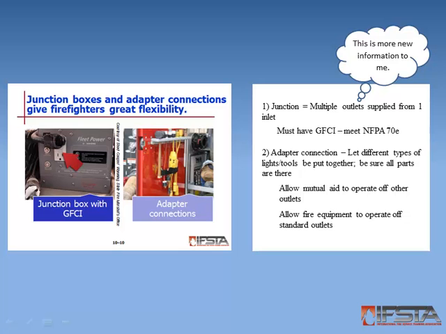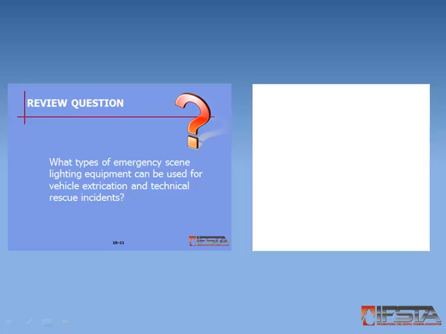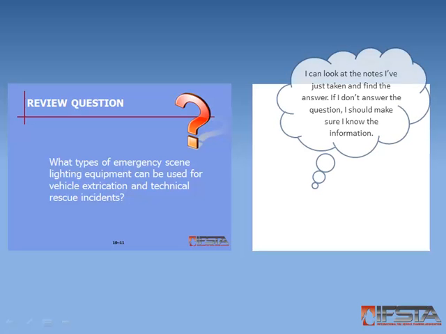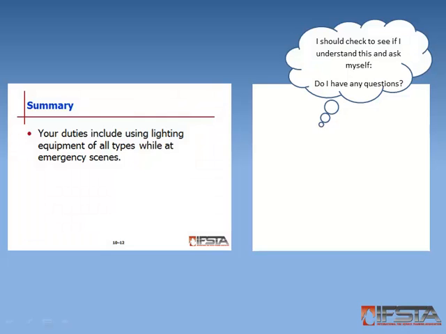So, what type of emergency scene lighting equipment can be used for vehicle extrication and technical rescue incidents? Generators. Your duties include using lighting equipment of all types while at an emergency scene. So what types of equipment may you need to use? Lights.